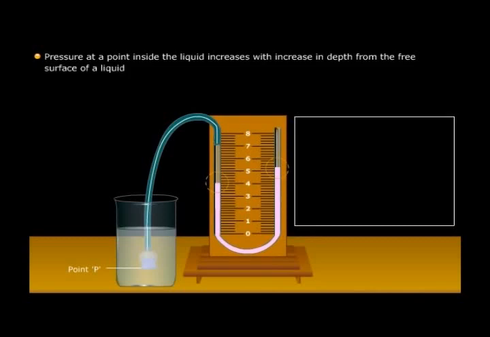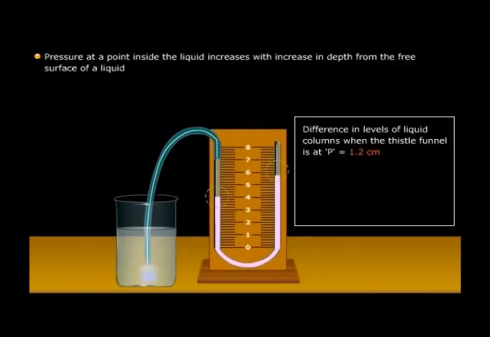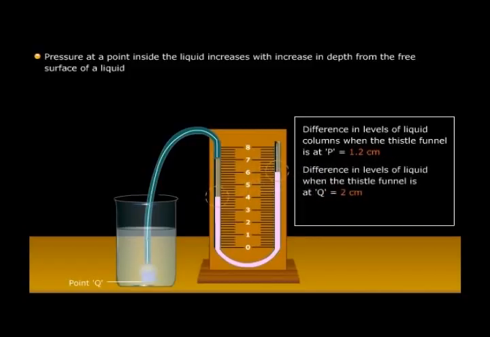We note the difference in the levels of liquid in the U-tube. This difference is equal to the pressure exerted by water at depth P in the cylinder. Next, we lower the thistle funnel to a depth Q. Again, we note the difference in the level of the liquid in the U-tube, which is equal to the pressure exerted on the thistle funnel at depth Q.